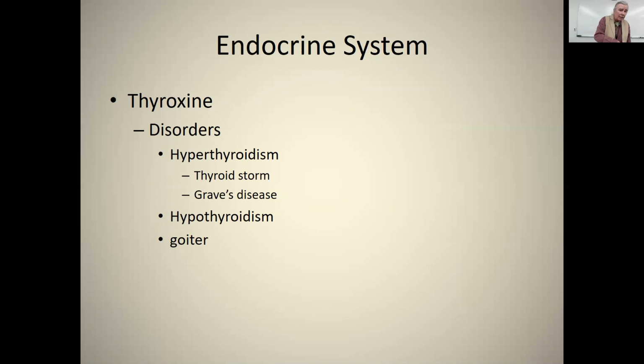Hypothyroid is the exact opposite. You're really lethargic, you get cold easily, and you're really sleepy and tired all the time. And then the special thing is what's called a goiter, or an endemic goiter, because in order to make thyroid hormone, you need iodine, the iodine ions.